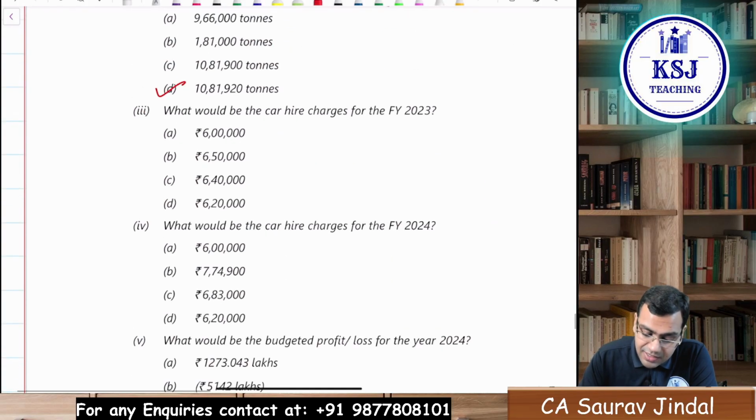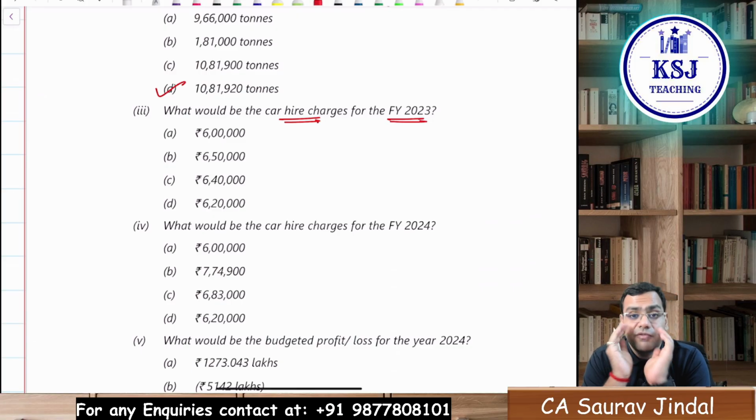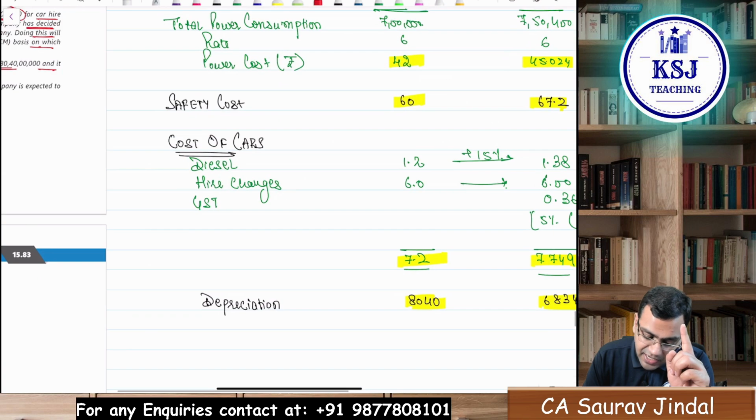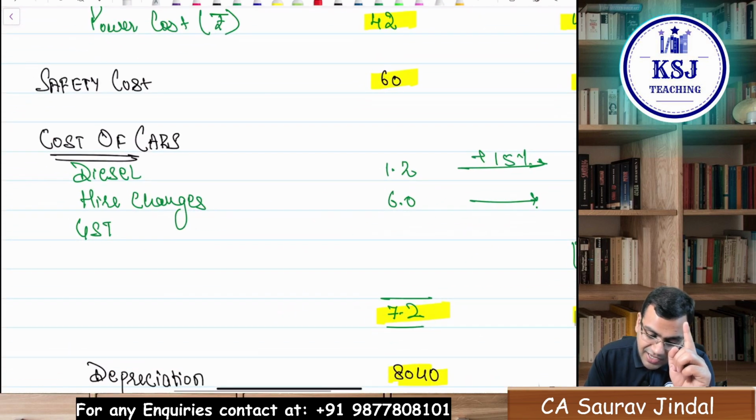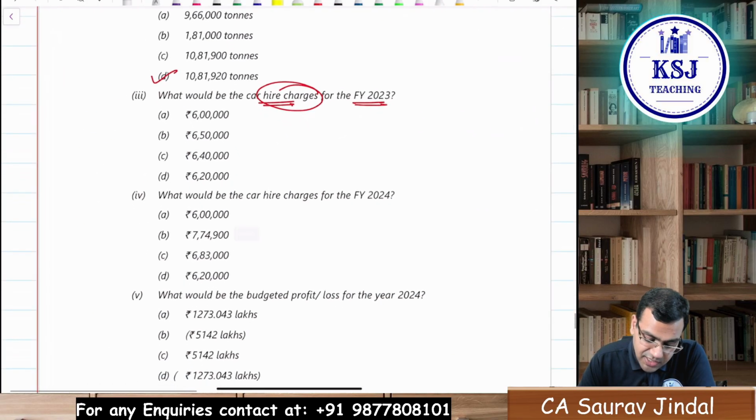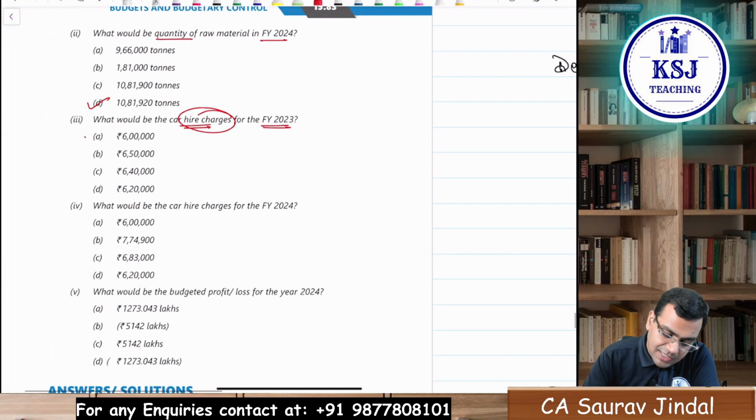What would be the car hire charges for the financial year 2023? Please tell me the car hire charges for the financial year 2023. Read the words very carefully. I'm saying what? Car hire charges in the financial year 2023. What are the hire charges? Hire charges, 6 lakhs. Please do not commit a mistake here, right? So it will be 6 lakhs.